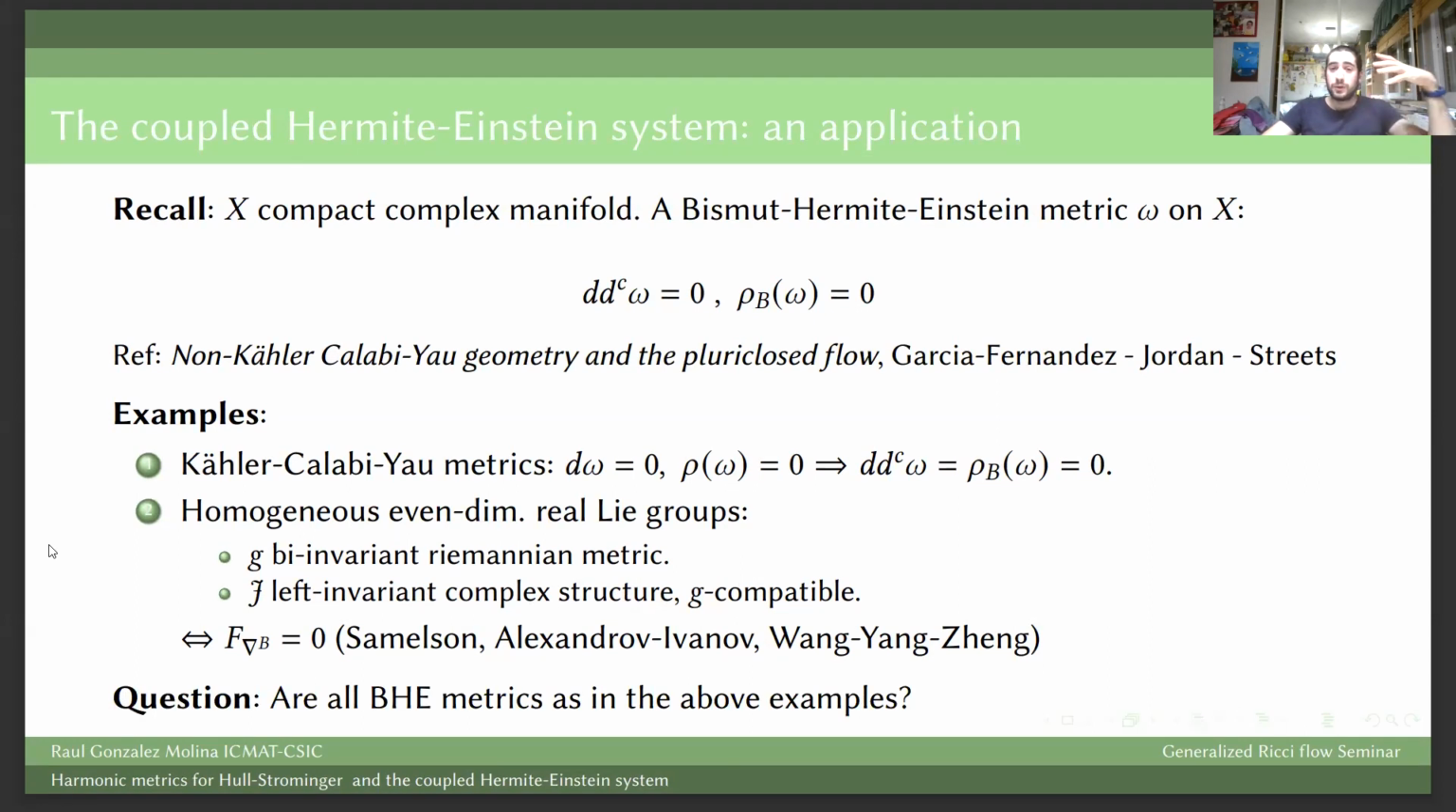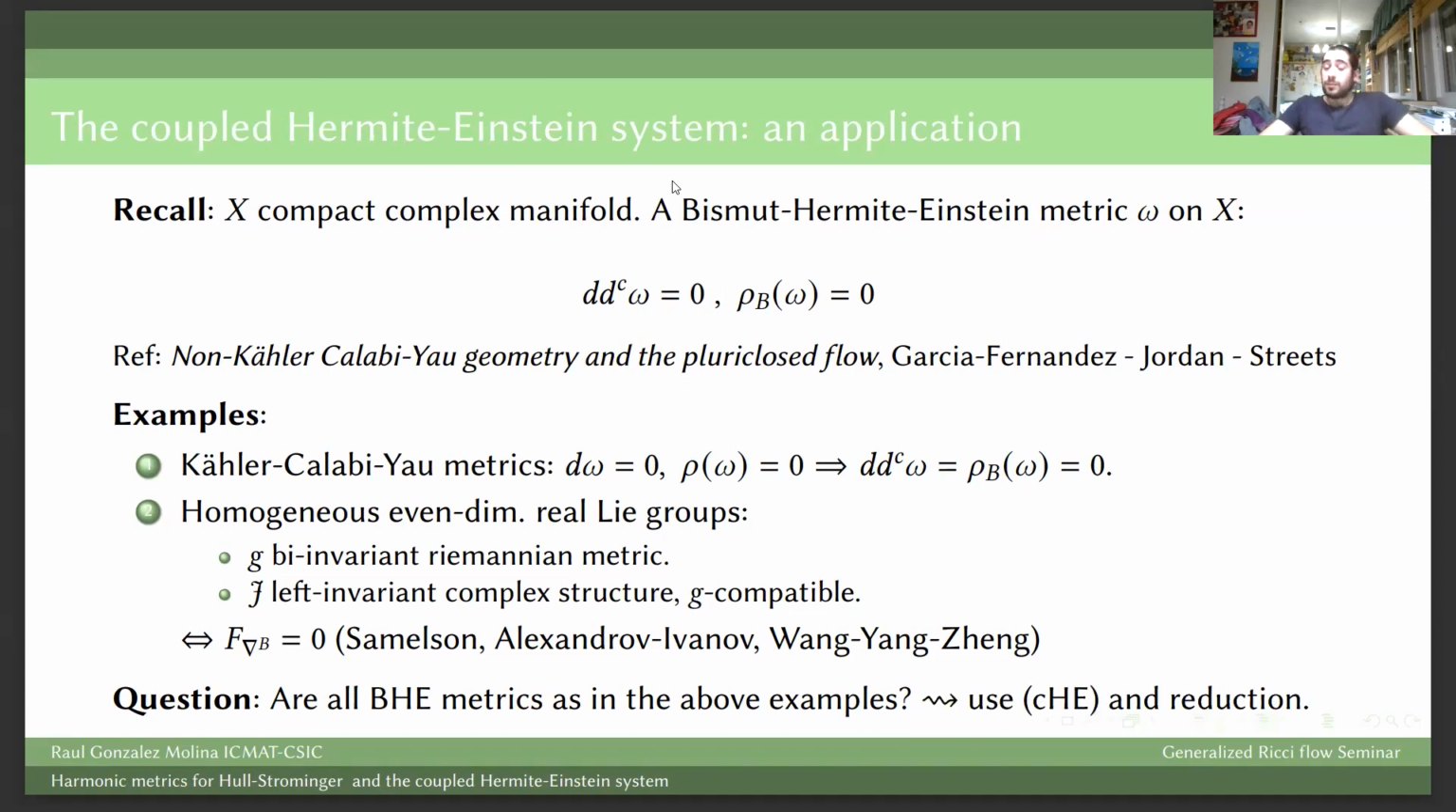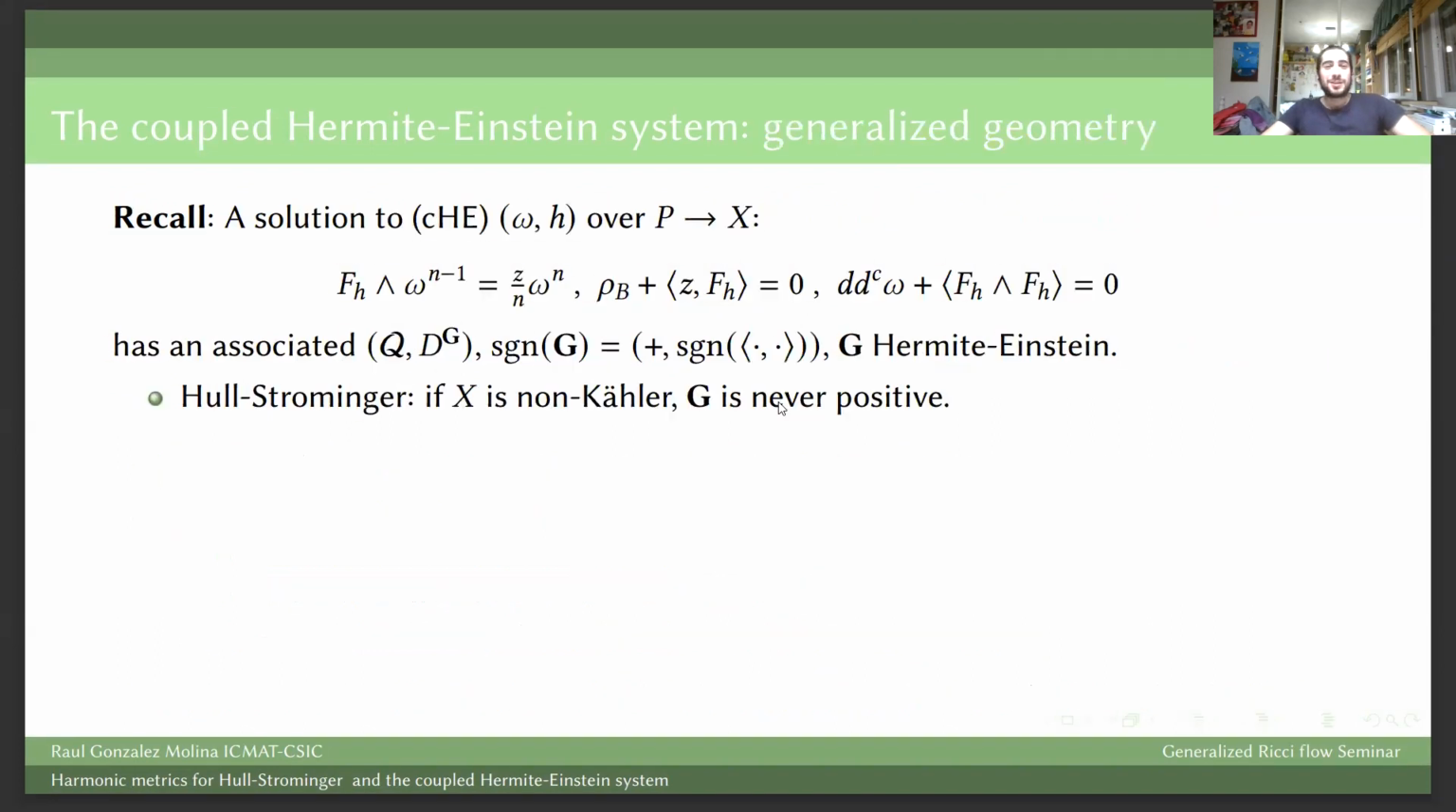Now, a question that has been asked before in this seminar was whether all bismuth Hermitian Einstein metrics were as in the above examples. So whenever we have one that is not Kähler, then it must be homogeneous. And my proposal is to use this system, the coupled Hermitian Einstein system, together with the reduction procedure I explained, to produce metrics that are not of this kind. Okay? That would be the idea.